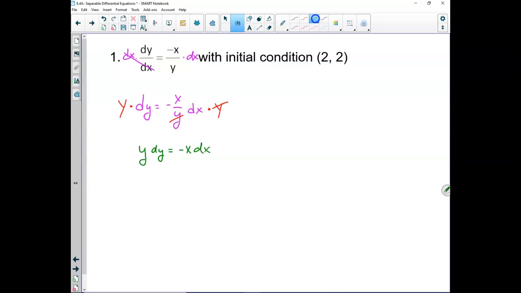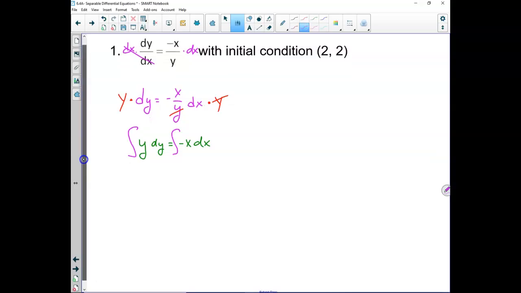I have separated them, and therefore I have the green light. That's why I did it in green. I have the green light to integrate. I have separated. I got all my x's on one side, all the y's on the other side. I'm going to separate, then I'm going to integrate. And that's what I just did.